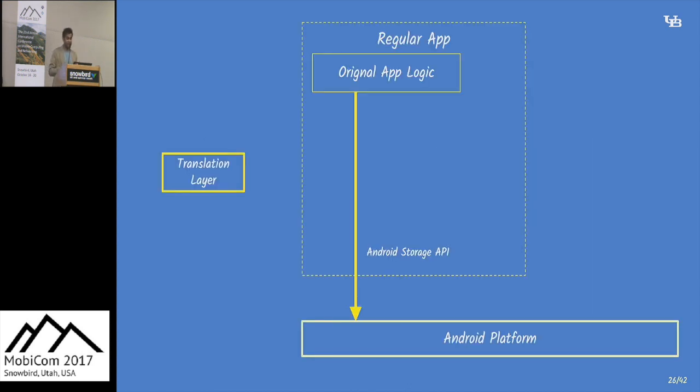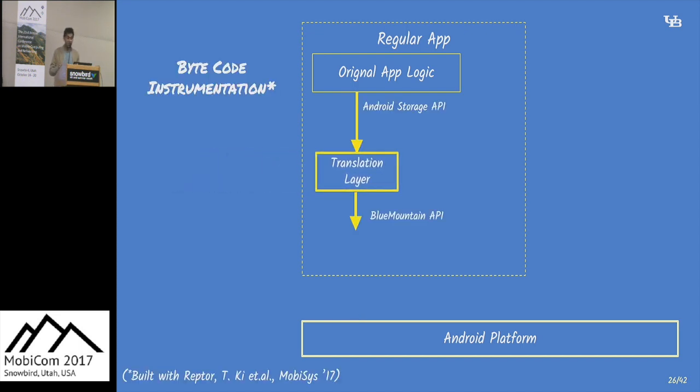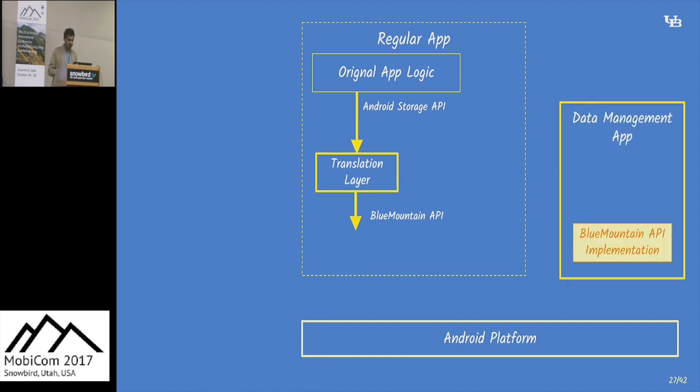We then take this translation layer and inject it into a regular app using bytecode instrumentation with a tool called Raptor, which is an API virtualization tool that our research group had built earlier. After this, our translation layer will correctly intercept all Android storage APIs and convert them into BlueMountain APIs. Now, a regular app is ready to execute BlueMountain APIs.